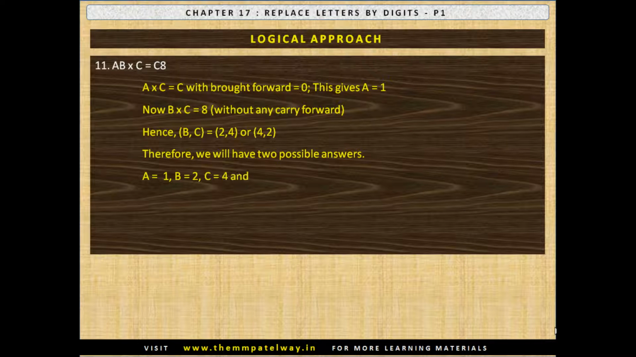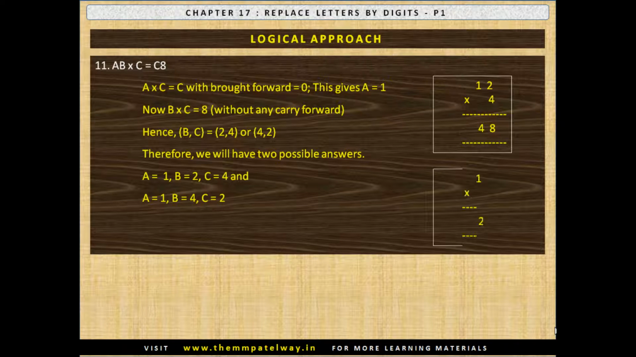A equals 1, B equals 2 and C equals 4, that is 12 into 4 equals 48. And A equals 1, B equals 4 and C equals 2, that is 14 into 2 equals 28.